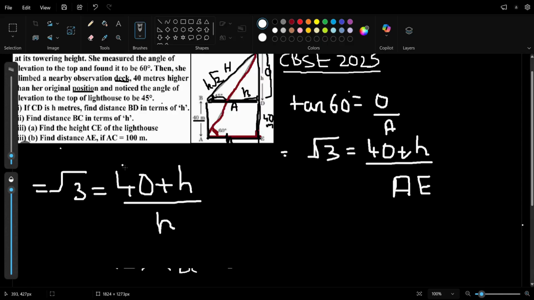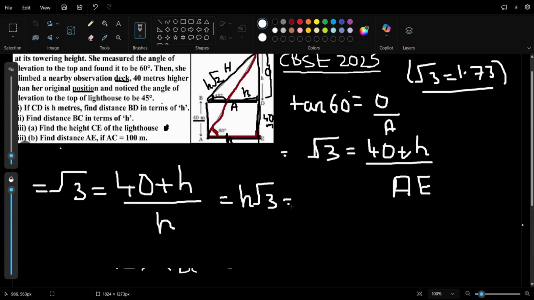Now, actually, in this question, they gave root 3 equal to 1.73. I think, yeah, last year they asked this question. They mentioned that root 3 is equal to 1.73. They specifically ask you to use this value in this question. Okay, let's use it later. So root 3 and H we have. So you can just multiply. You get H root 3 is equal to 40 plus H.